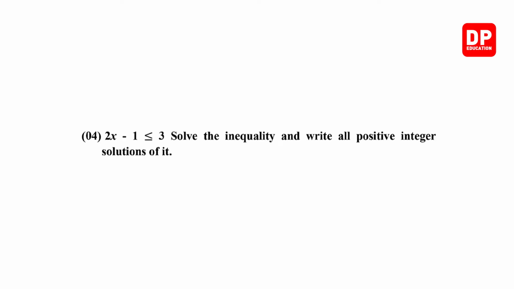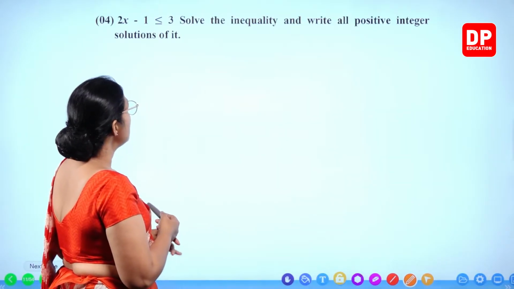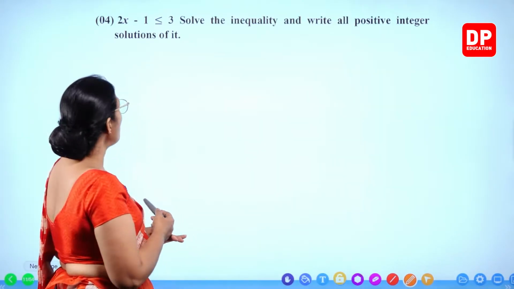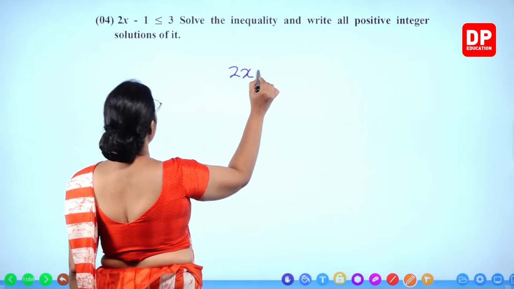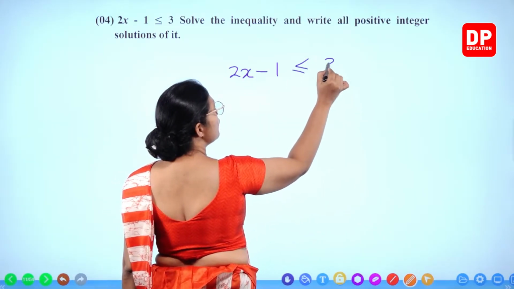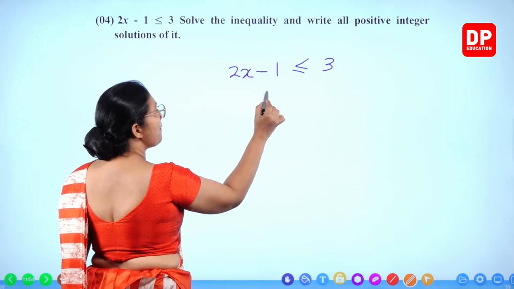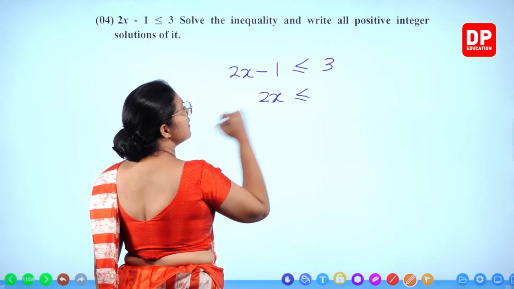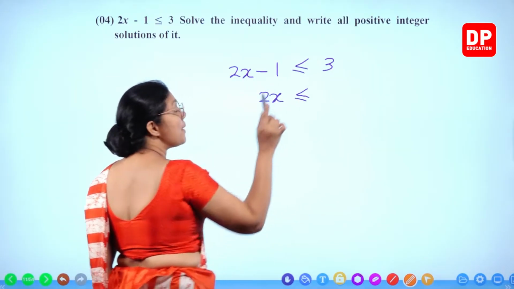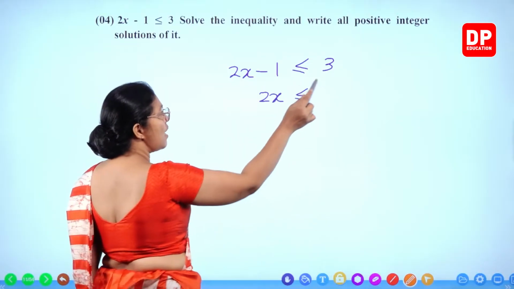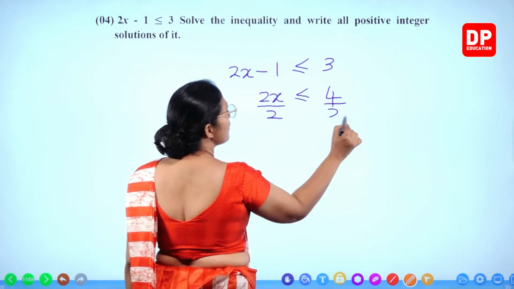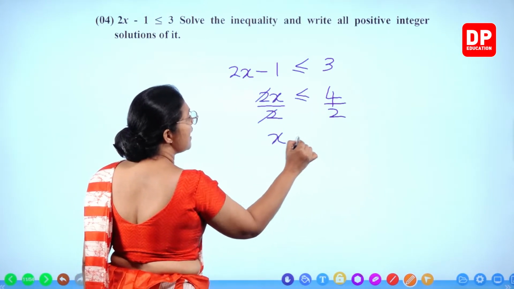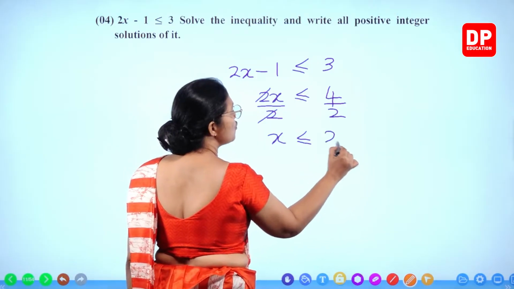Question number 4. It's an inequality. 2x minus 1 is less than or equal to 3. Solve the inequality and write all positive integer solutions of it. So first we'll try to solve this. 2x minus 1 is less than or equal to 3. Take minus 1 to the other side. So 2x is less than or equal to 3 plus 1, since minus 1 becomes plus 1 when you take it to the other side. You get 4. Now divide both sides by 2. What you get? x is less than or equal to 4 divided by 2, which is 2.